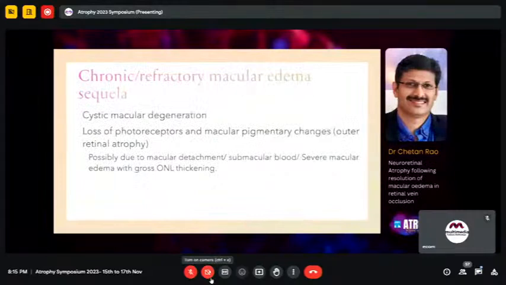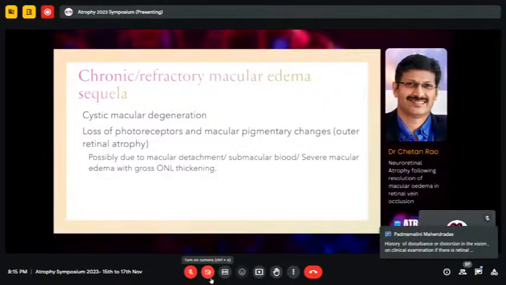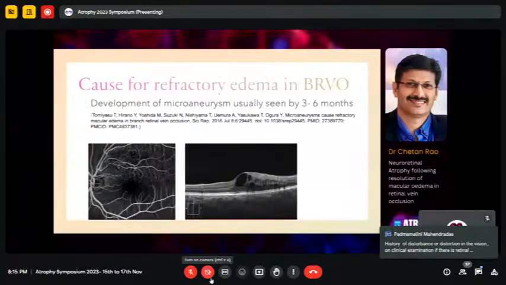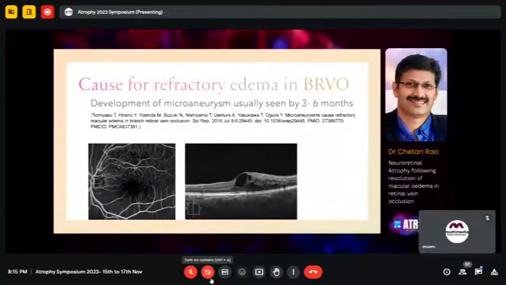In addition to retinal ischemia as a cause of retinal atrophy, the morphological changes that occur in chronic or refractory edema lead to cystic macular degeneration and loss of photoreceptor and macular pigmentary changes. These changes could be attributed to development of serous macular detachment or submacular hemorrhage or massive fluid accumulation in the outer nuclear layer after occlusion. If treatment is not started early in branch retinal vein occlusion, the edema becomes refractory and has been attributed to development of microaneurysms that are manifestations of endothelial injury and remodeling.